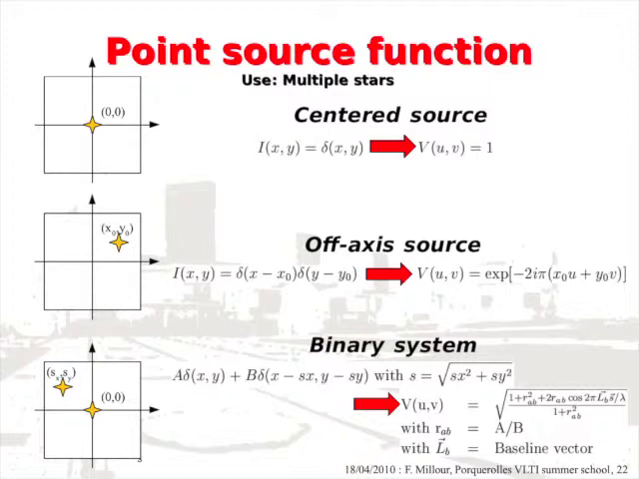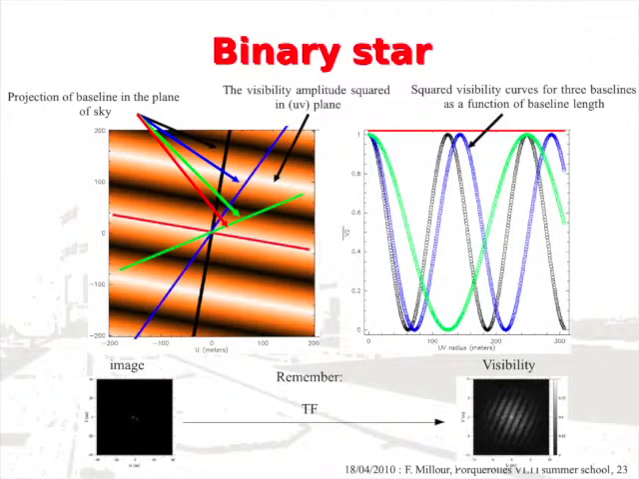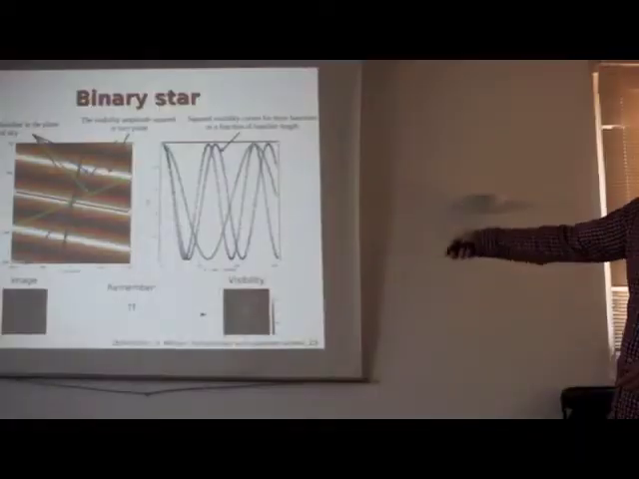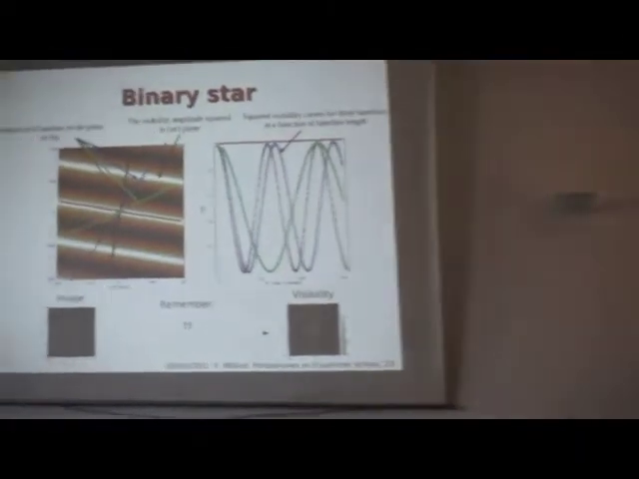So you have the Fourier transform of it, which is just a cosine. You have a modulation here, and if you look at how it looks, this is a binary star from the beginning. So you have some stripes. So this is the same, but more colorful.